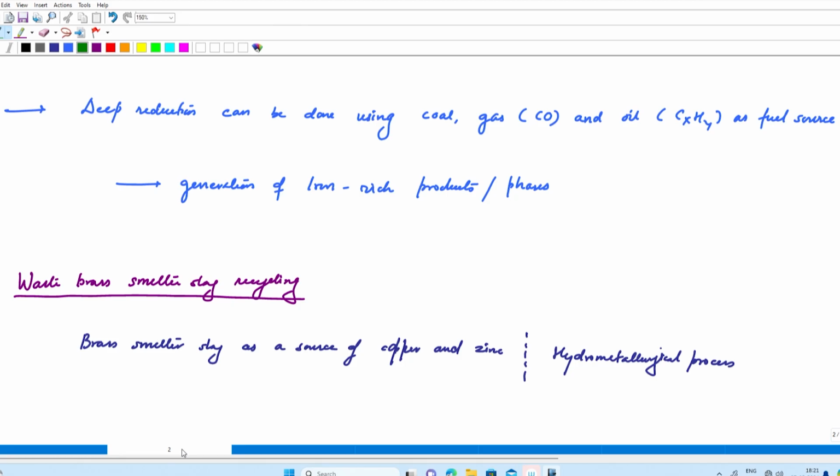Deep reduction, as we've already seen, can be done using coal, gas, of course CO, and oil, as I've mentioned, CxHy. This is basically denoting the composition of hydrocarbon that will be engaged in the reaction with the iron rich phases to give us finally the reduced iron. Generation of iron rich products or phases, finally it should be giving us metallic iron.